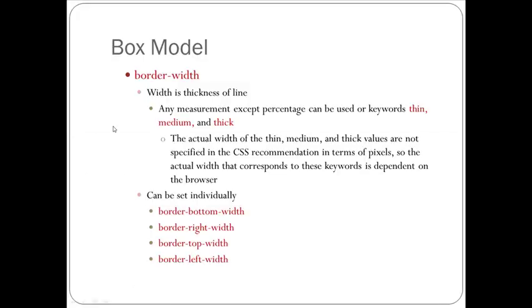Then there's the border width. This is the actual thickness of a line, just like what we talked about earlier. You can use any measurement except percentages. You can use keywords thin, medium, and thick. The actual width of the thin, medium, and thick values are not specified in any CSS recommendation as far as a pixel size would go. So the actual width that corresponds to these keywords is totally dependent on the browser itself. And again, as before with the style and the color, you could set them separately for each individual side.